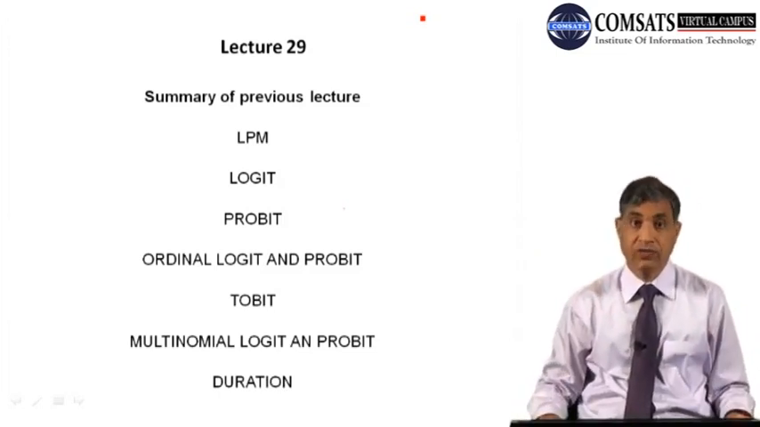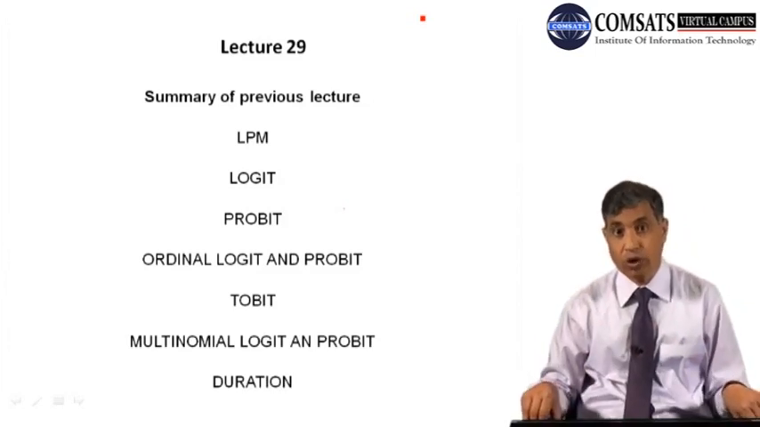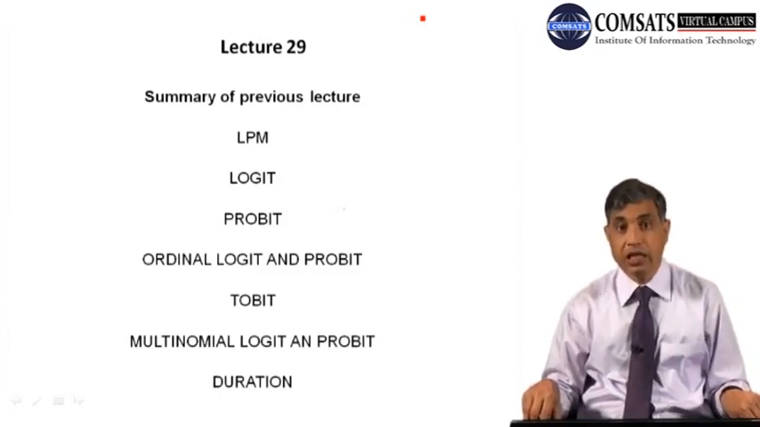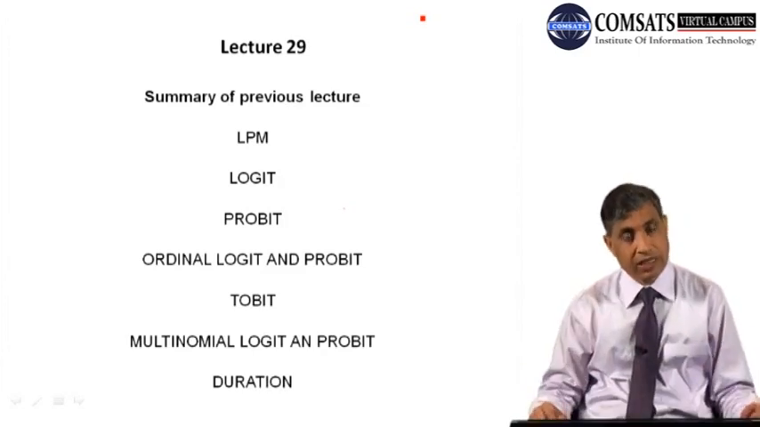But if the situation is such that these categories are more than two and they are not rankable, then we have to go for the multinomial logit and multinomial probit model. And how can we give an example of this?